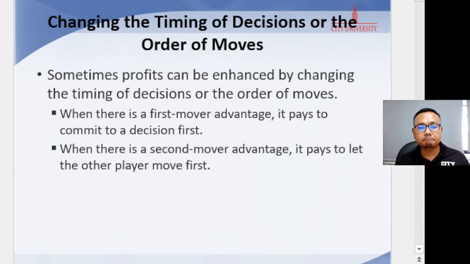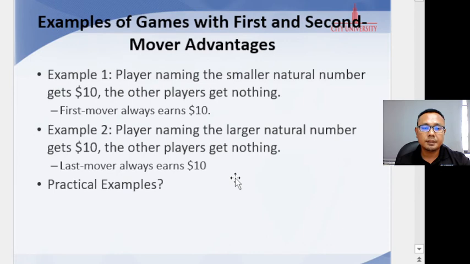So another way a manager can profitably change the business environment is by changing the timing of decisions or the order of the moves. We formally illustrate this as first mover advantage and second mover advantage. Sometimes profit can be enhanced when the first mover commits to a decision first, and sometimes, when there is a second mover advantage, it pays to let the other player move first.